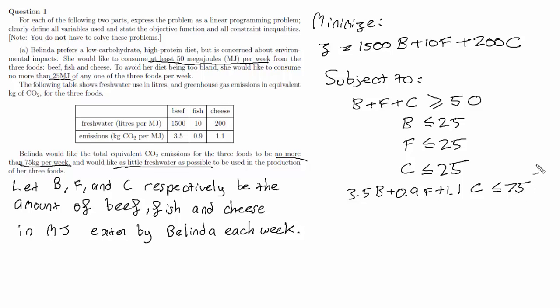Finally, she's hopefully not consuming negative food, so B, F, and C should all be greater than or equal to 0. And we're done. We don't need to solve the problem, we just need to set it up.